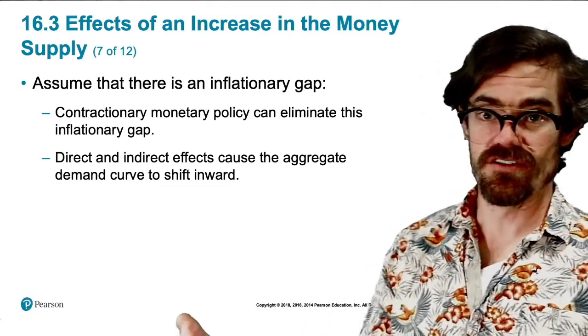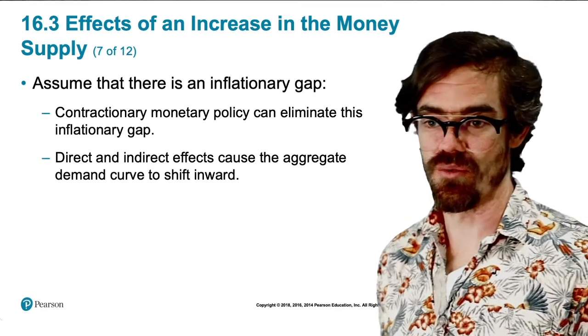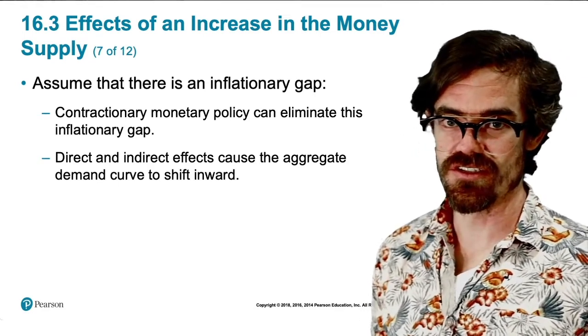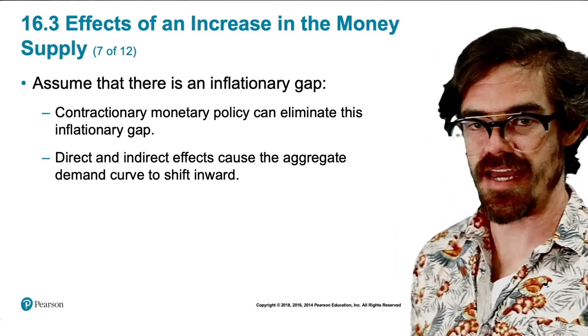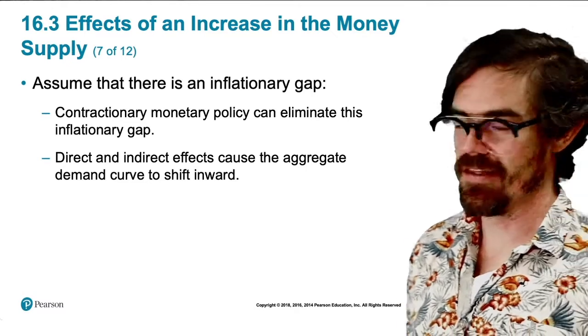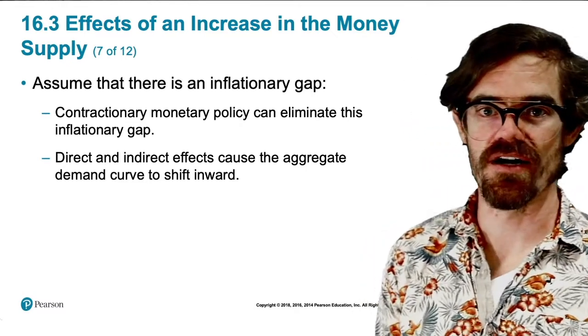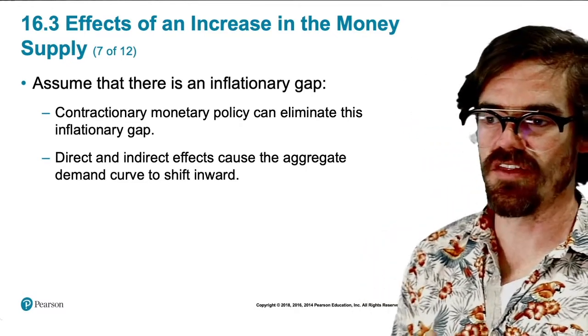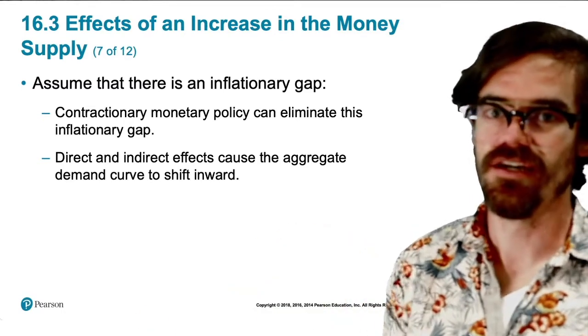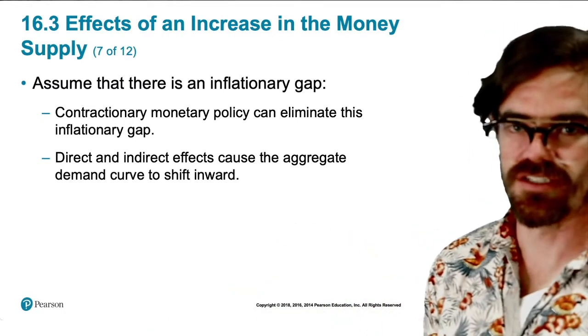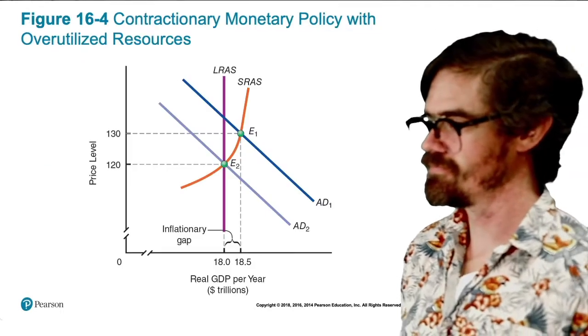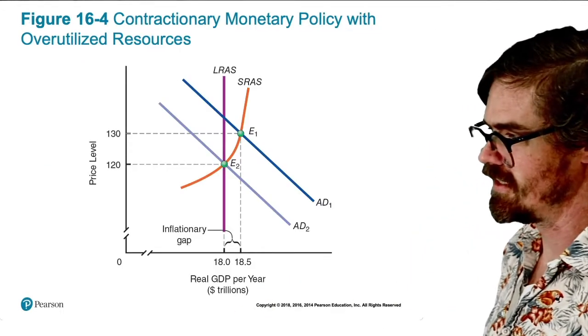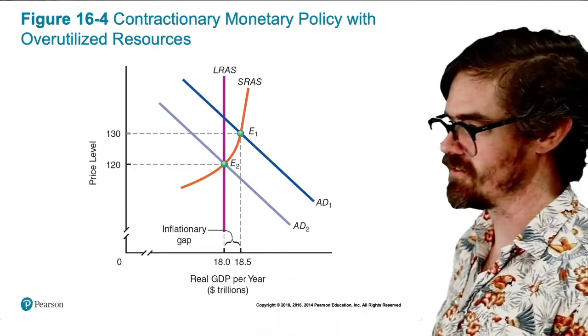So there's less money in the economy, so people don't want to buy as many goods and services. So that brings aggregate demand down and to the left. And then it also decreases the amount of reserves that banks have. And so they lend out less money, which indirectly brings down aggregate demand as well.